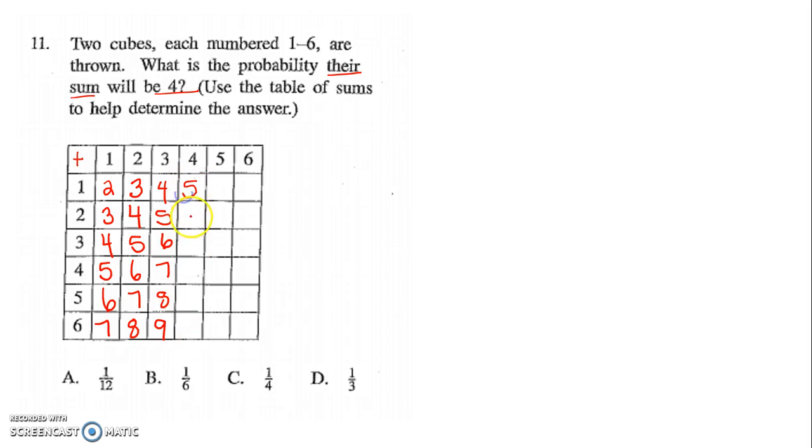4 plus 1 is 5. 4 plus 2 is 6. 4 plus 3 is 7. 4 plus 4 is 8. 4 plus 5 is 9. 4 plus 6 is 10. 5 plus 1 is 6. 5 plus 2 is 7. 5 plus 3 is 8. 5 plus 4 is 9. 5 plus 5 is 10. 5 plus 6 is 11.